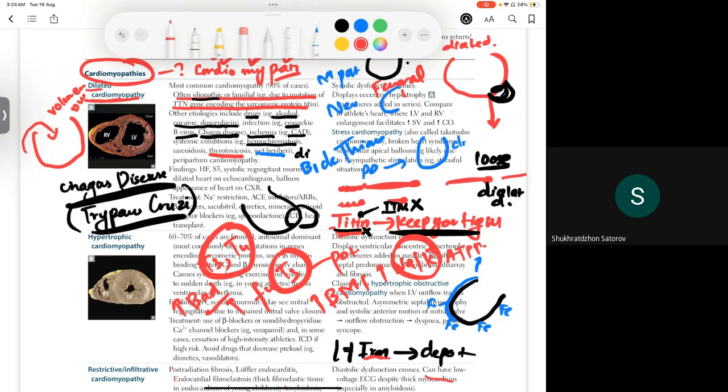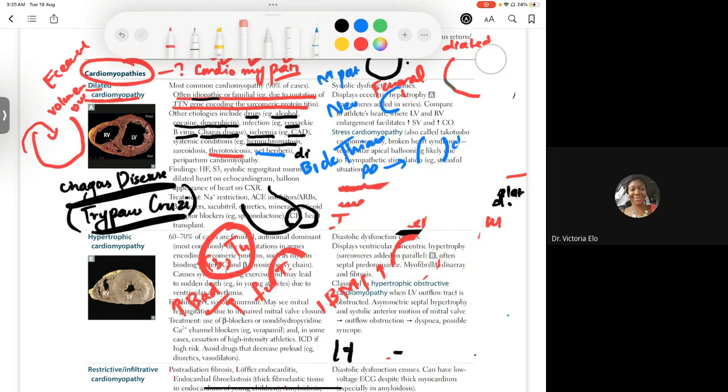Dilated. Eccentric hypertrophy, remember? Eccentric. If it's eccentric, the cavity size of the left ventricle basically increases. We discussed it, right? In the end, it's going to lead to dilated cardiomyopathy if it remains for a chronic period of time. Is it clear?